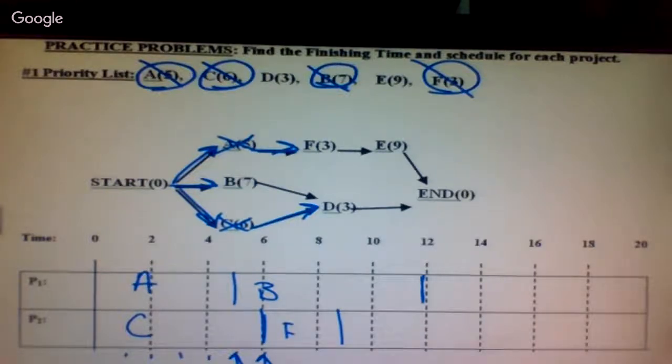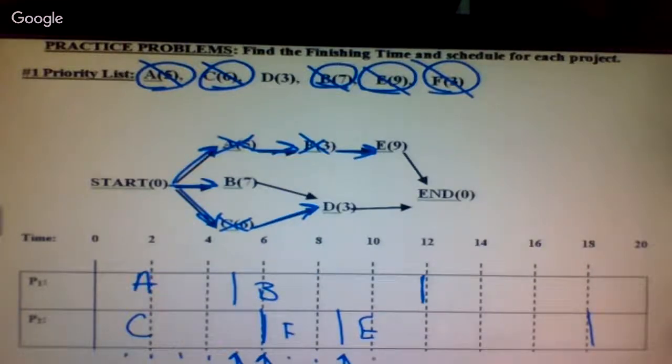Okay. So at 7, they're working. 8, they're working. 9. We're done with F. F leads into E, so E is now ready. That's your next ready task, so we schedule E. That takes me to 18. Okay. So E is now scheduled.